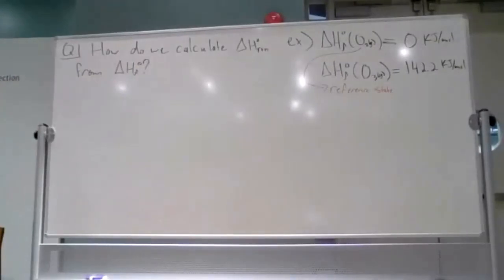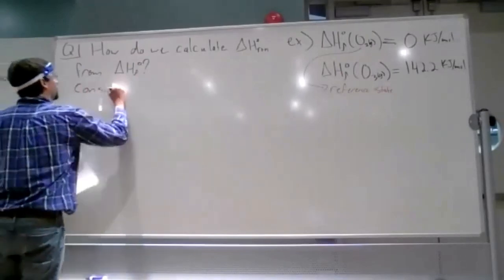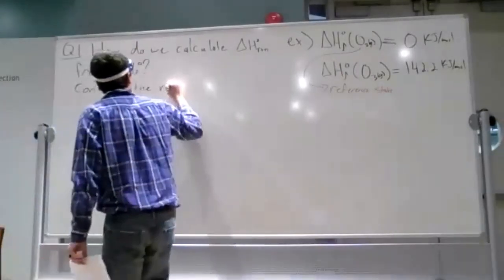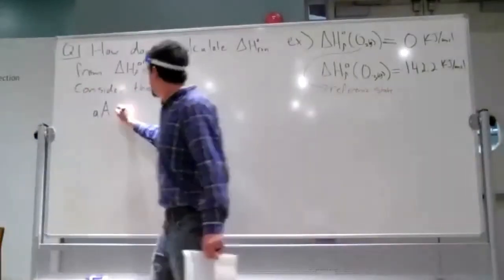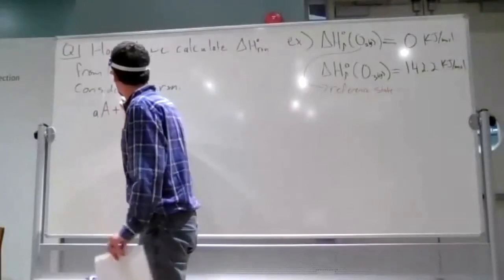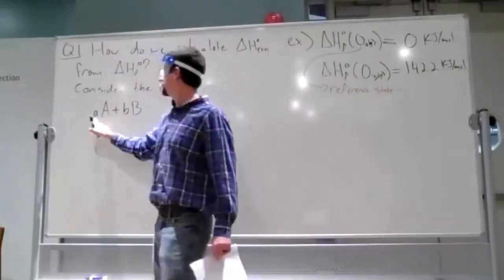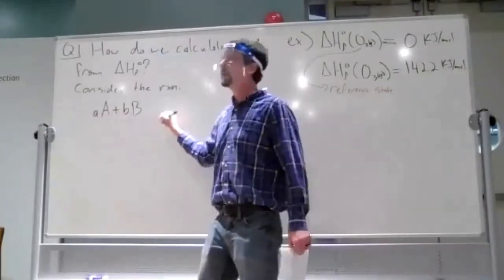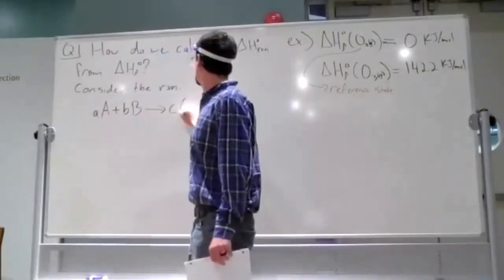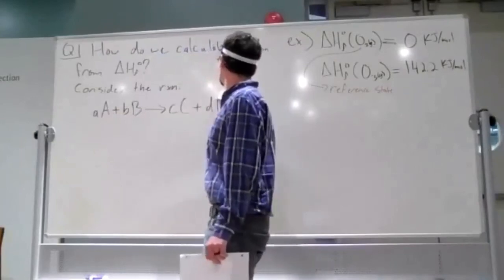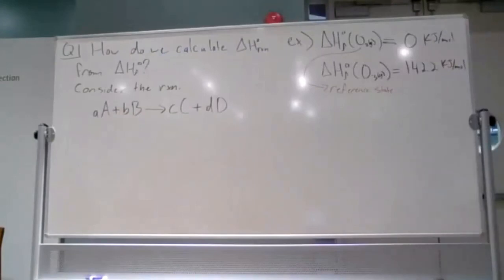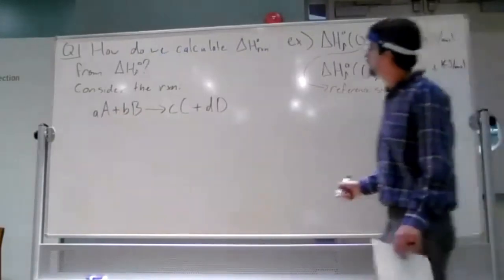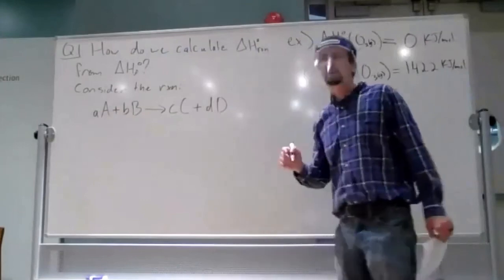So what we're going to do, we're going to consider a very generic reaction. Consider the reaction of two reactants, A and B, with coefficients lowercase a and lowercase b. They react, you get lowercase c, uppercase C, lowercase d, uppercase D. And what we want to know is we want to calculate delta H naught of that reaction.